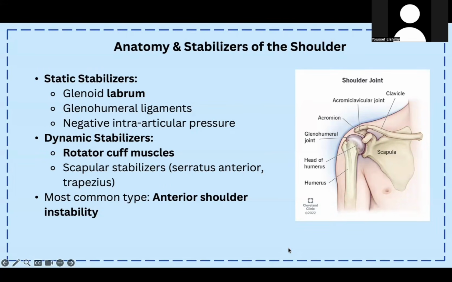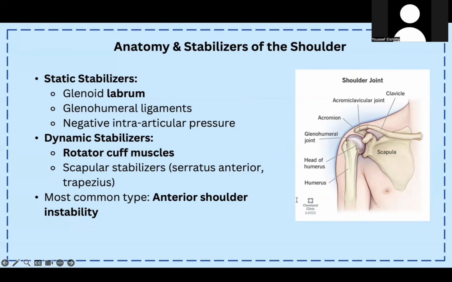The stability of this joint is maintained by two main systems. We have the static stabilizers as well as the dynamic stabilizers. Starting with the static stabilizers, which include the glenoid labrum, this deepens the socket and helps stabilize the joint. We also have the glenohumeral ligaments as well as the negative pressure inside the joint that helps hold the humeral head in place. Then we have the dynamic stabilizers, which include the rotator cuff muscles as well as muscles that control the scapular movement. These muscles actively center the humeral head within the glenoid during motion.